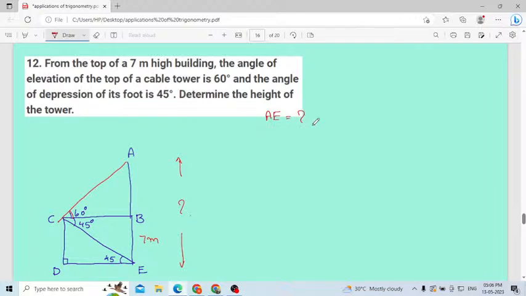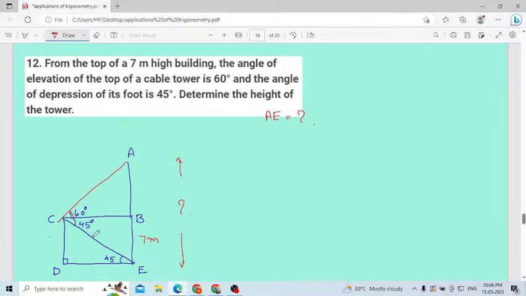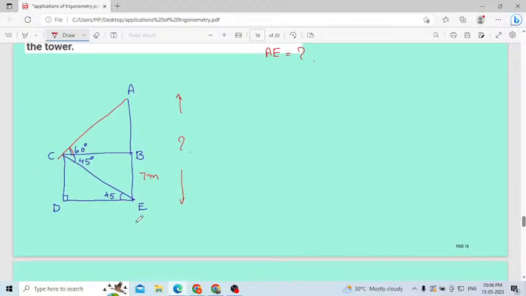What is given in the problem here? From the top of a 7-meter high building, this is the building having the height 7 meters. Then the angle of elevation, this is the cable tower you have, on the building you have the cable tower. Then it is making an angle of elevation of 60 degrees. From the same top, once again it is making an angle of depression of 45 degrees. Determine the height of the tower. You have to find the height of the tower.